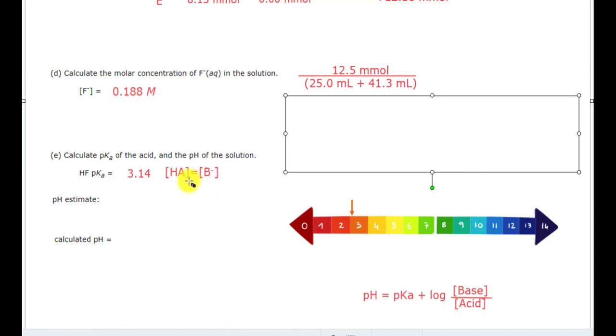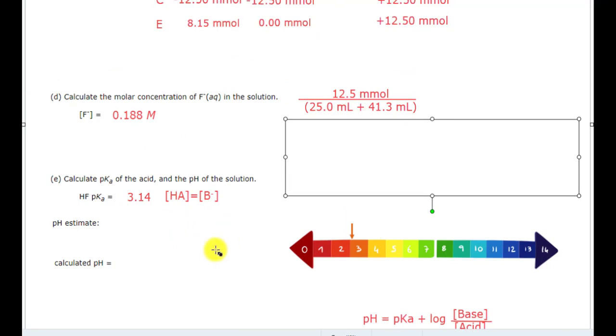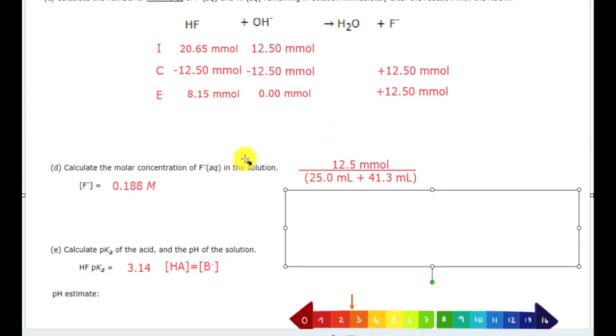So right now, if we had an equal amount of acid, in other words, you had 1 mole of acid and 1 mole of the fluoride ion, its conjugate base, you'd have a pH of 3.14. Now let's see, what do we have? Let's go back to what we had here. We had 8 of acid and 12.5 of fluoride. So we got more base than we have acid.